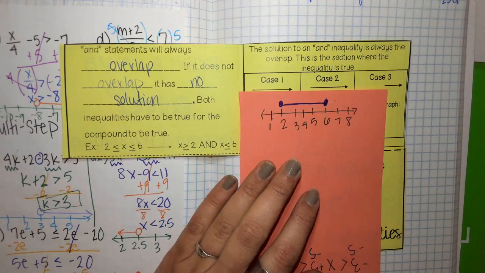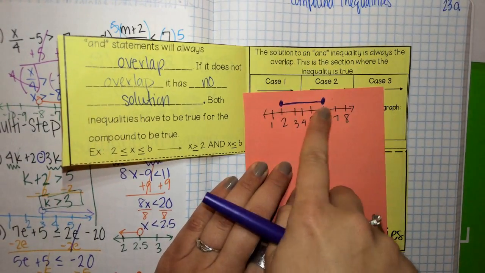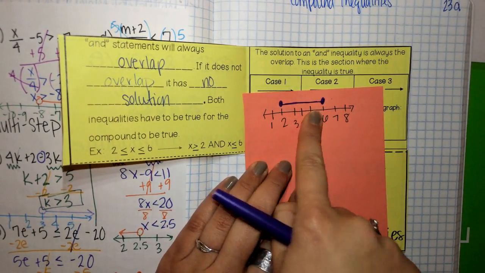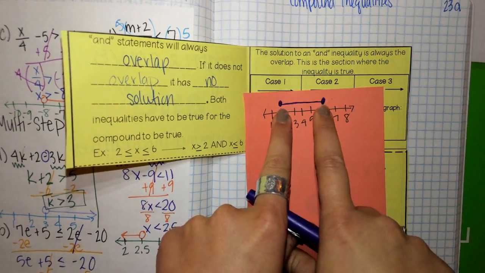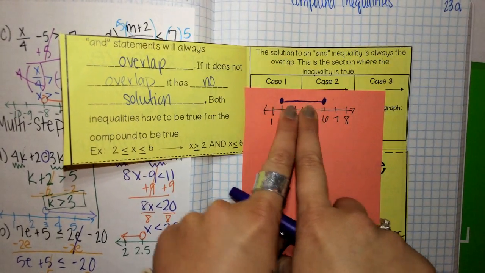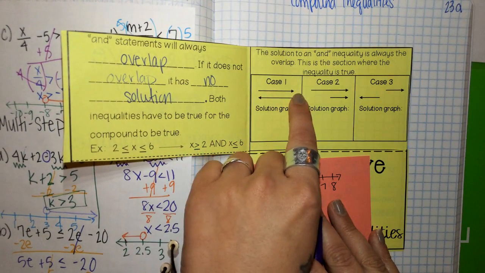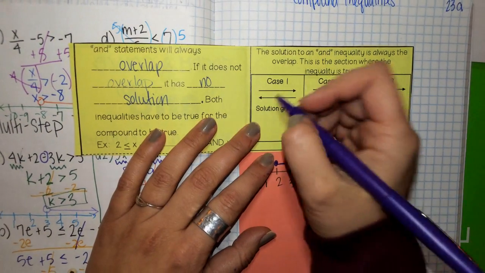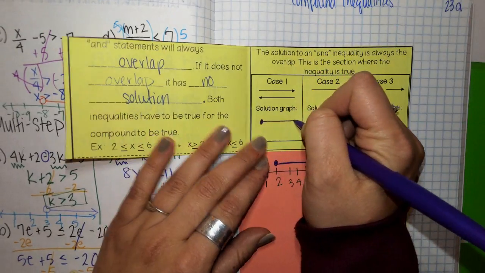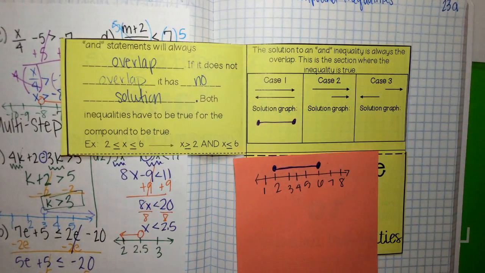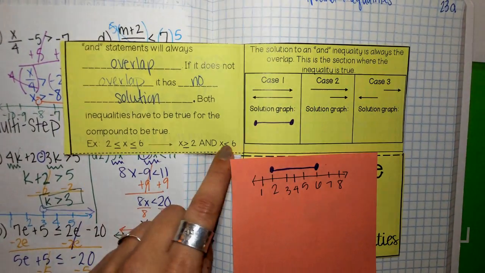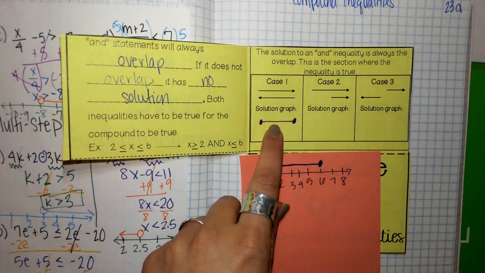So do you see how the graphs overlap? We connect them. So when it's an and situation, you connect your dots. You make them connect in the middle. So if you have one that's greater than and one that's less than, the solution graph is going to look like this. So this says greater than and less than. Our graph connects.